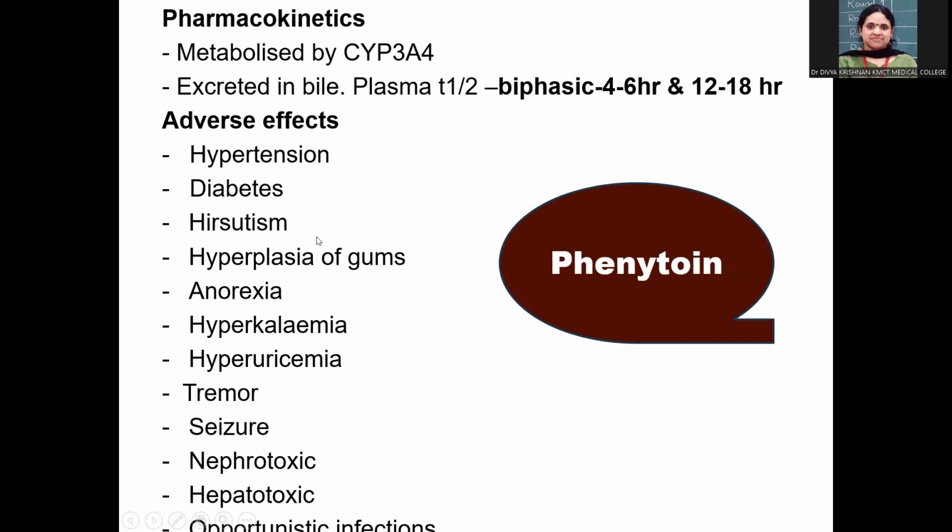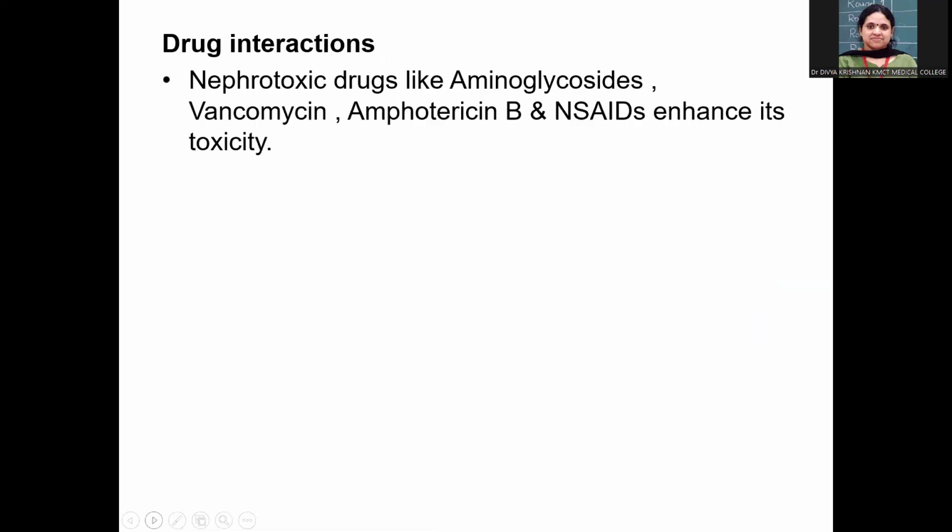Many of these, especially hypertension, diabetes, hirsutism, and hyperplasia of gums, are very similar to the ADR of phenytoin. So if you are ever asked about two drugs which cause hyperplasia of gum or gum hypertrophy, you can always mention cyclosporin and phenytoin. Then, being a drug which suppresses the immunity, the chances of opportunistic infections are very high when you're using any immunosuppressant drug. Then comes the drug interactions.